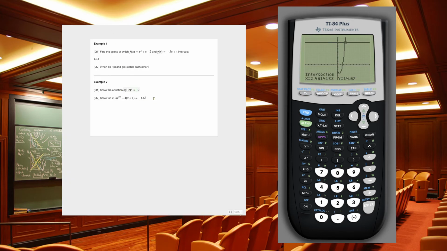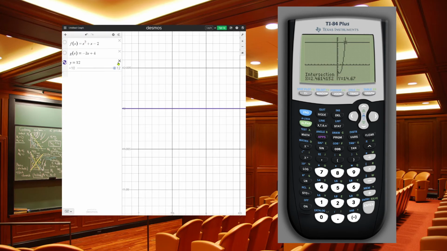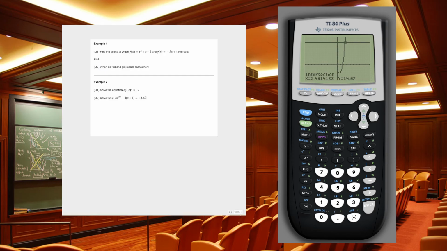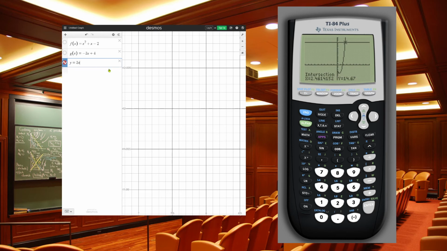So our last question was this here, 3 times x to the 2.5 minus all this stuff equals 14.67. So again, this is the same question. 3x to the 2.5. That's one function, and the other function was 14.67.